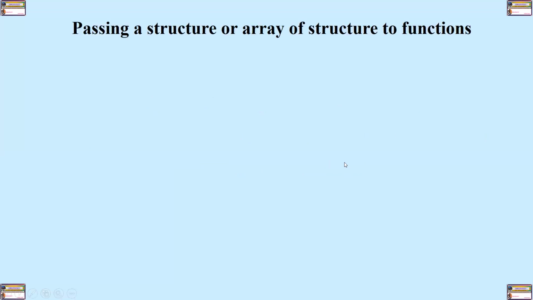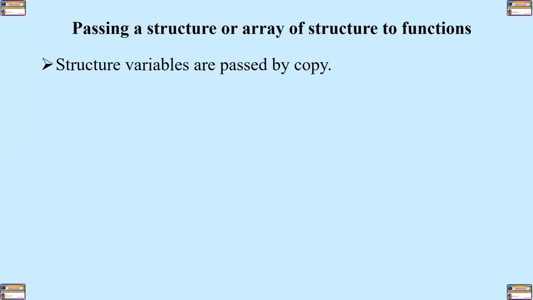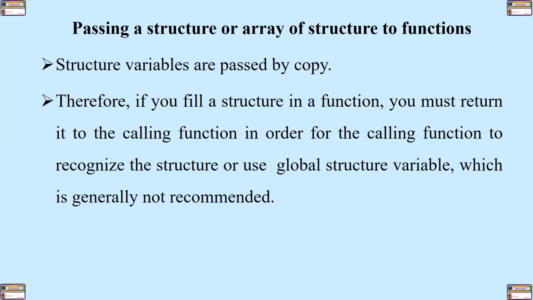So the next action we can take is to break down our program into functions, and then we can pass a structure or an array of structures to a function. How do we do it? Structure variables are passed by copy. Therefore, if you fill a structure in a function, you must return it to the calling function in order for the calling function to recognize the structure, or use a local structure variable, which is generally not recommended.